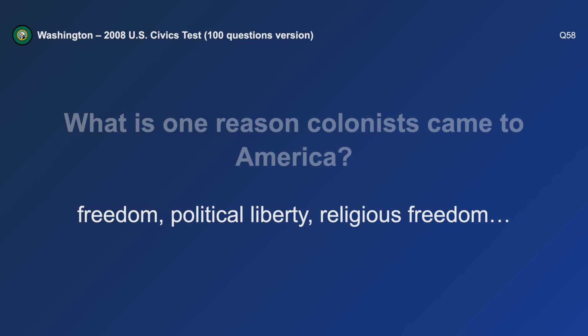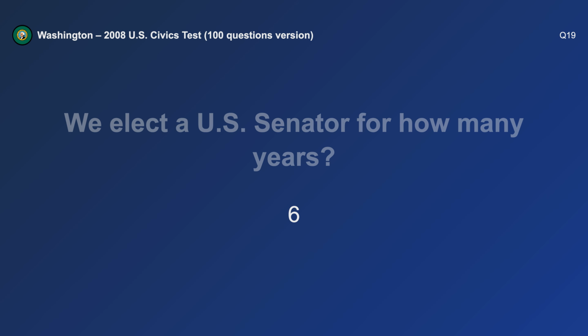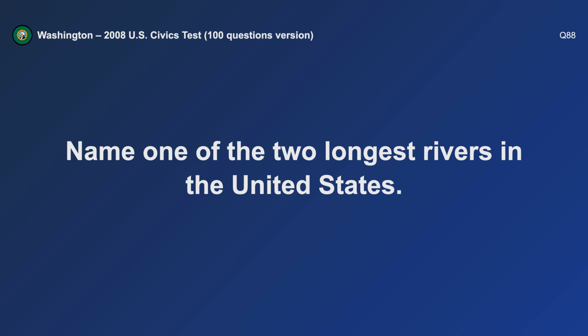What is one reason colonists came to America? Freedom. We elect a U.S. Senator for how many years? 6. Who did the United States fight in World War II? Japan, Germany, and Italy.